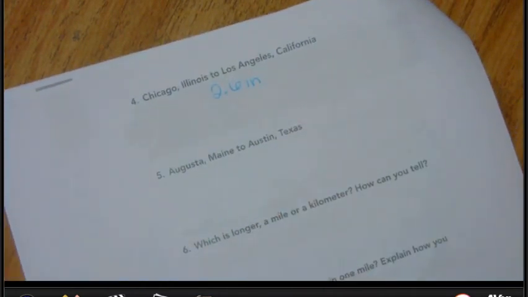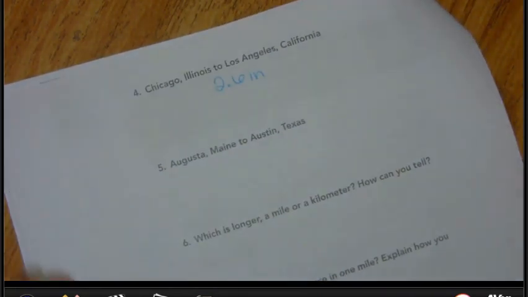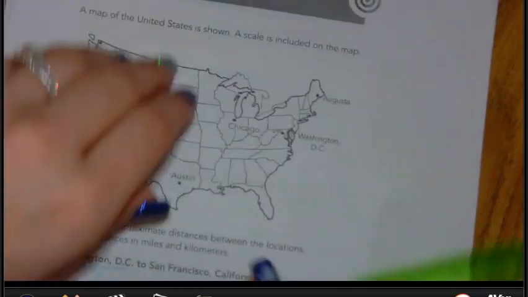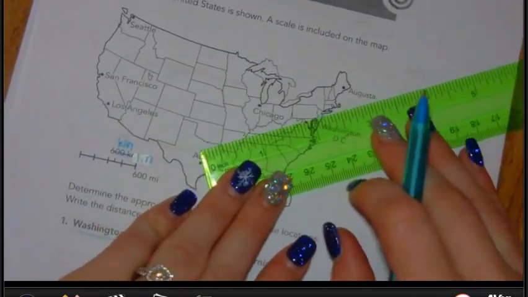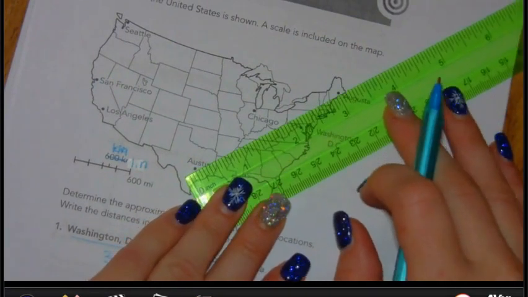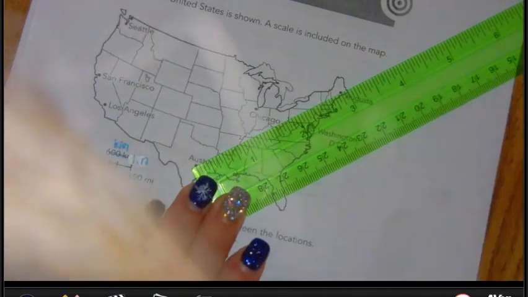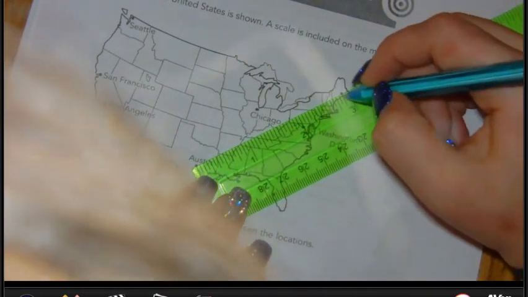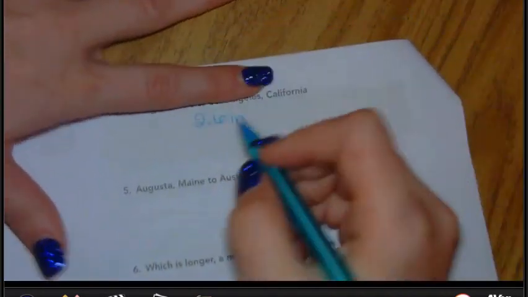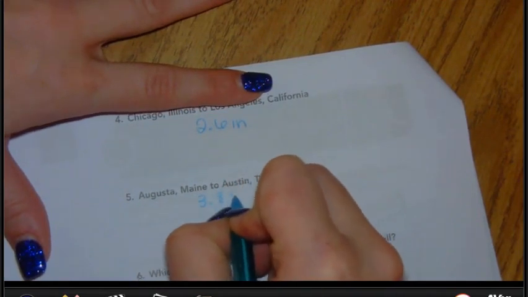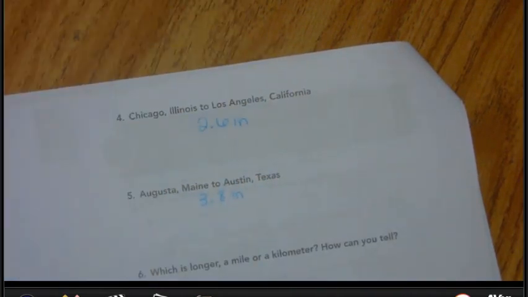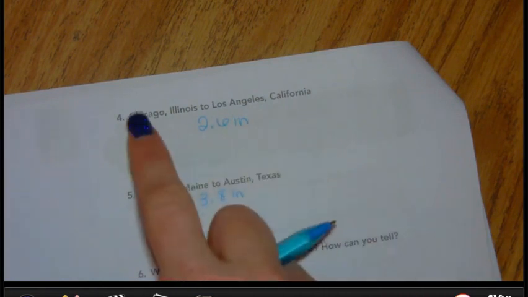Let's go ahead and measure number 5 so we don't have to keep flipping. Augusta, Maine to Austin, Texas. I'm going to go from Austin all the way up to Augusta, Maine. It looks like I'm at about 3.8 inches. Please take a moment, pause this video, and solve for number 4 and number 5.